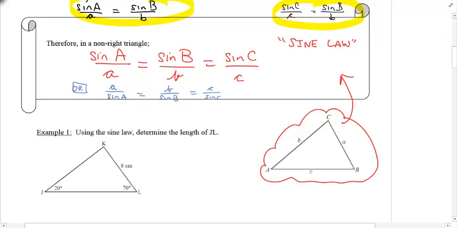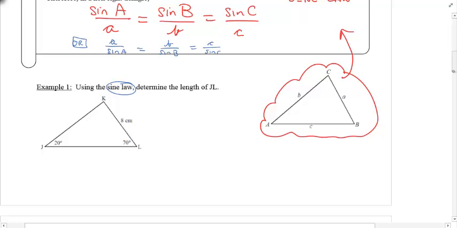I'm going to ask you to use the sine law, please, this time. Determine the length of JL. So the length of JL is this side down here. I'll just call that X to make it simpler. Now remember, the idea of sine law is you need to find the angle and its corresponding side. So for example here, the angle 20 corresponds to the side, 8 centimeters.